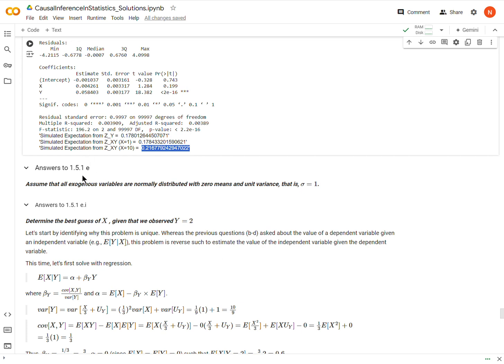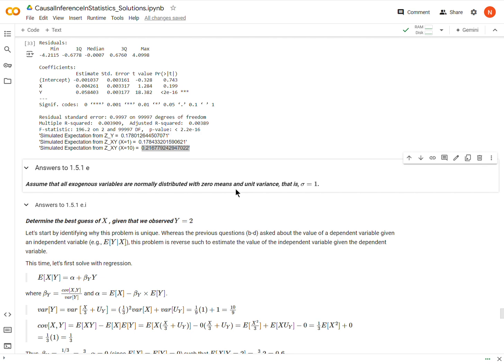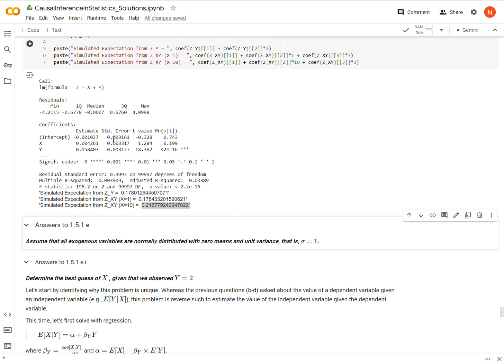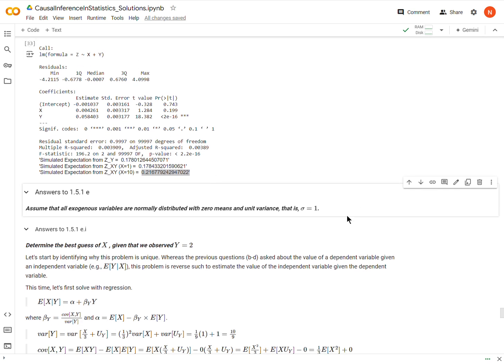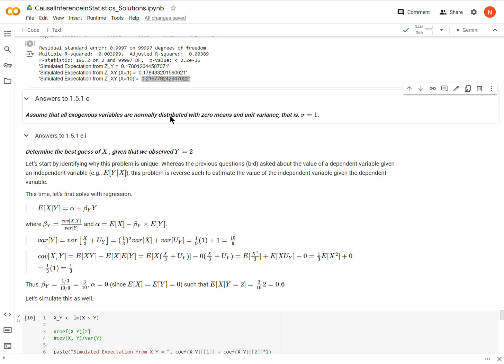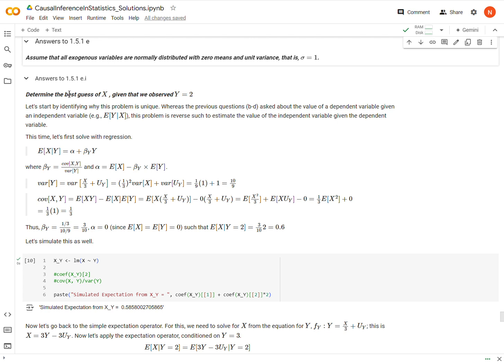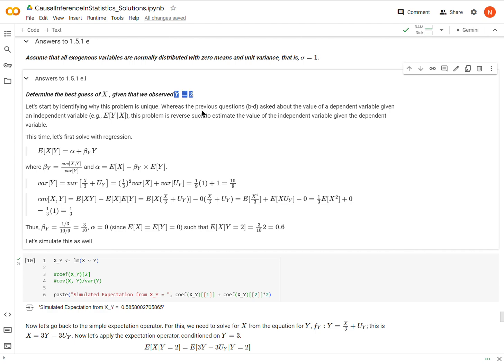Now for part E, we're told to assume that all exogenous variables have a variance of 1. We've been assuming that this whole time just so that I could do these simulation regressions and everything. It doesn't hurt anything, but now that is made explicit. And now we're asked to determine the best value of x given that we observe y equals 2.